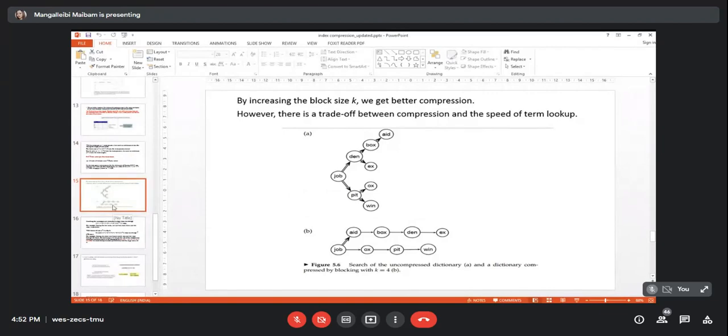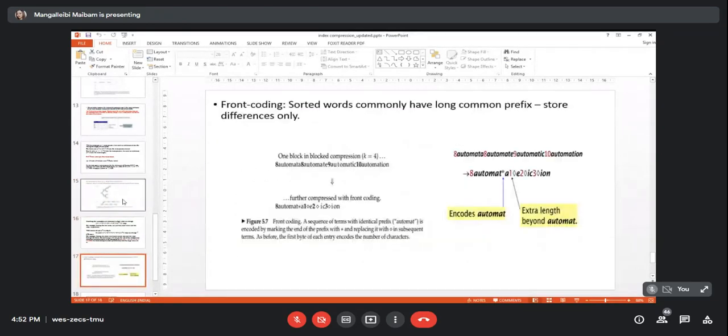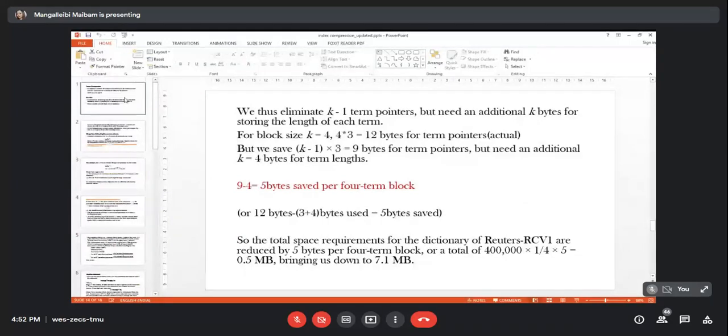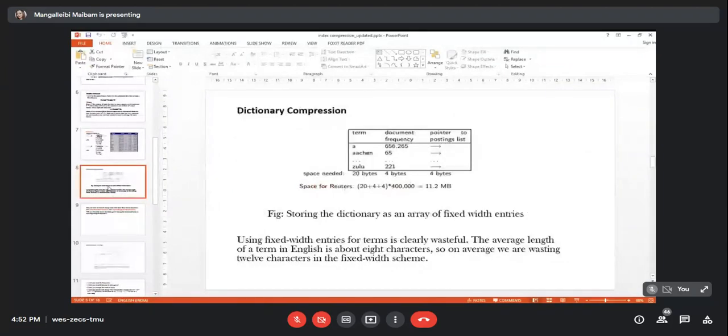The example we will see tomorrow, because this explanation will take time. For example calculation we will see tomorrow, but once again let me go through what we have done today about dictionary compression. Listen very carefully. Dictionary compression: when the size of the dictionary is large, obviously we need to reduce its size. We need all the terms, but using some techniques we reduce the size so that we can save memory.